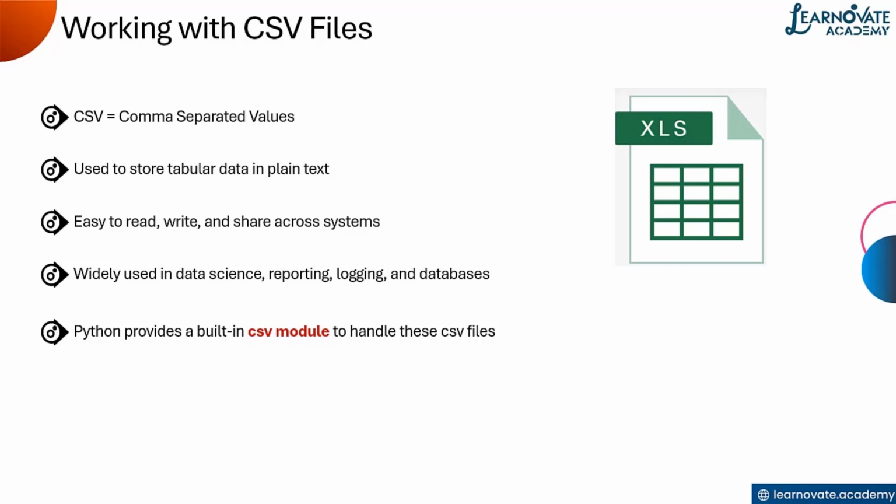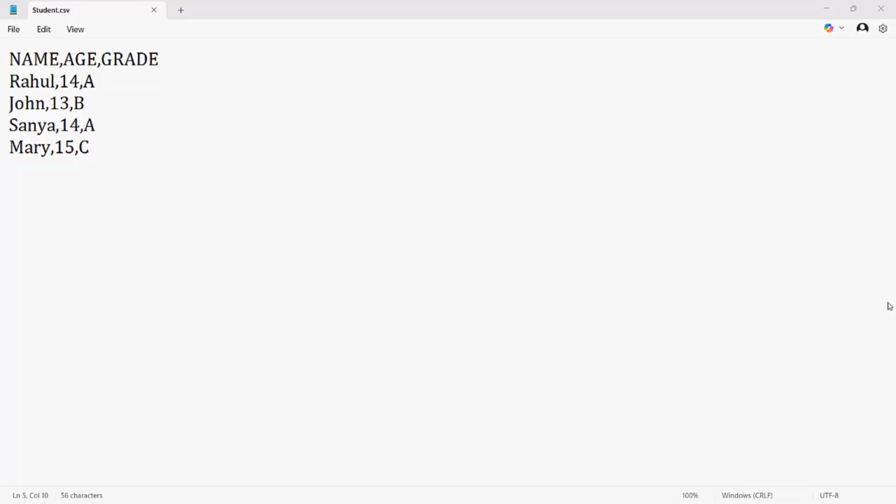CSV files are everywhere. They are used for exporting reports from websites and databases, sharing data between programs, storing logs, records, and more. It's widely used in the data science projects. Python gives us powerful tools to work with them using the CSV module, and this module makes reading and writing CSV files very simple.